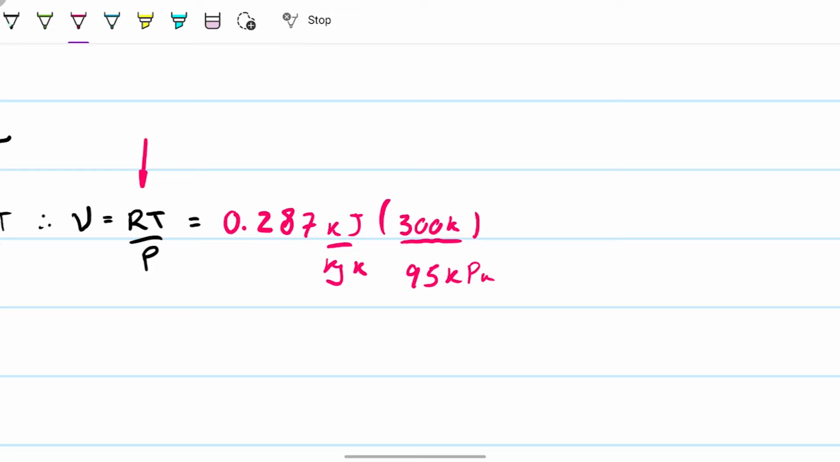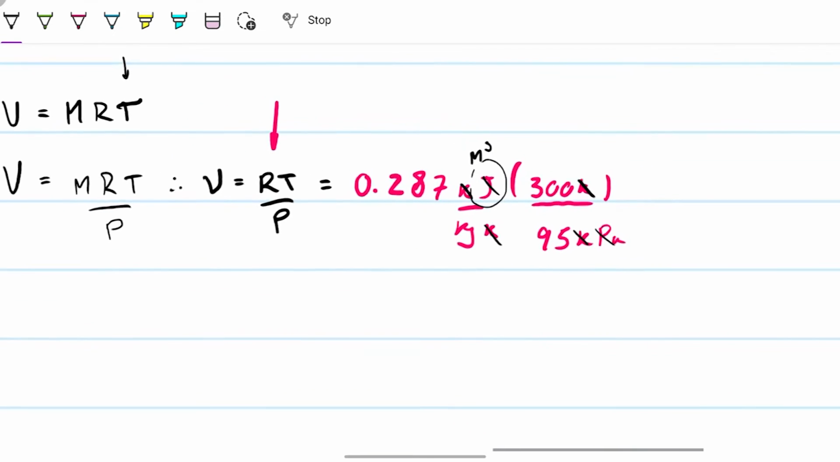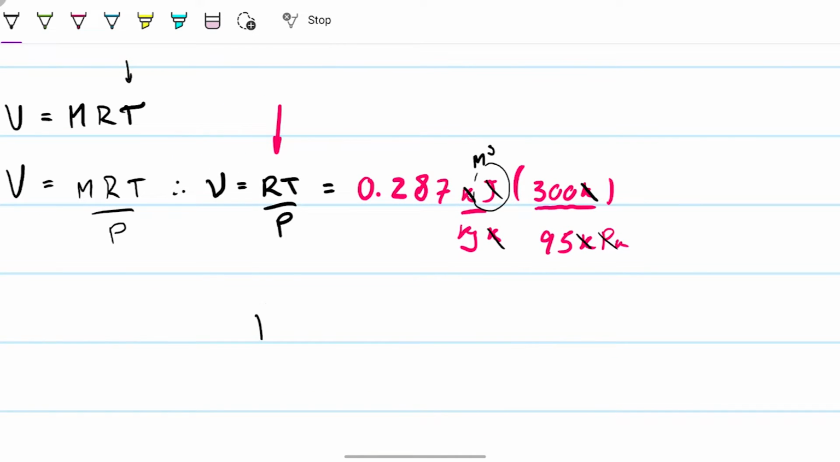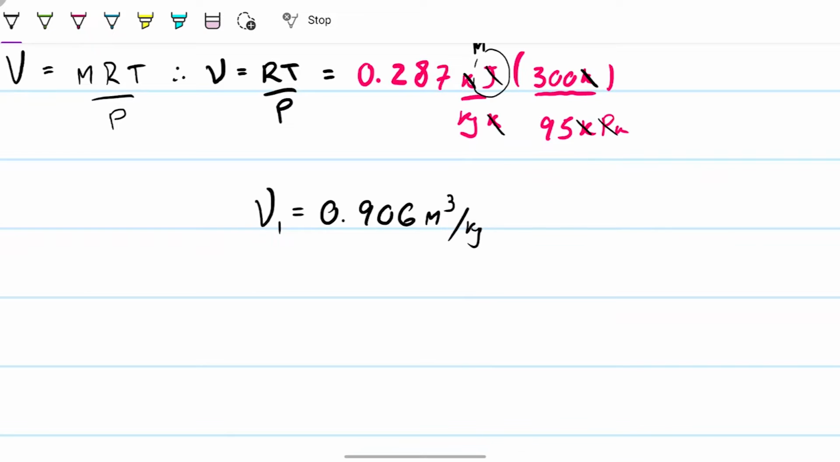So what happens here is Kelvin and Kelvins go away. And then kilo and kilo goes away. And then joules and pascals, they can cancel so that we're left with meters cubed per kilogram. So that means my specific volume 1 is 0.906 meters cubed per kilogram. Whew. So that's one of the volumes, or a specific volume anyways.